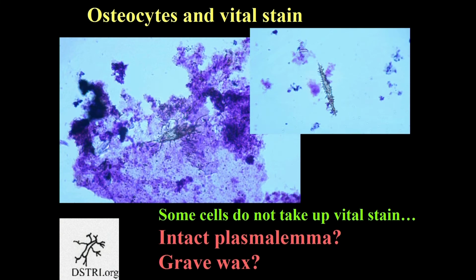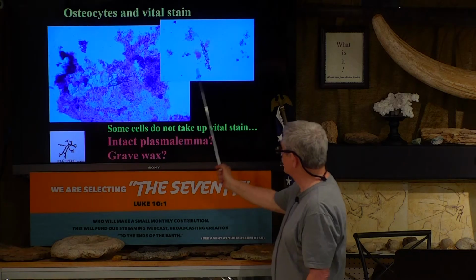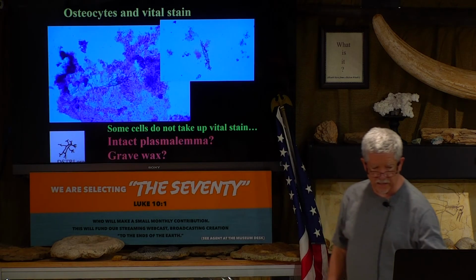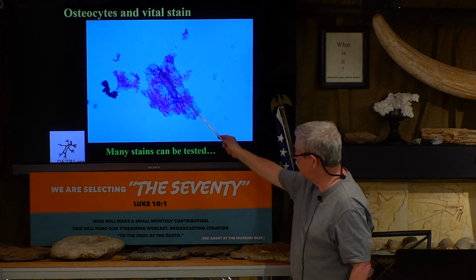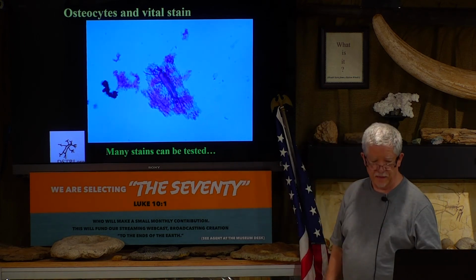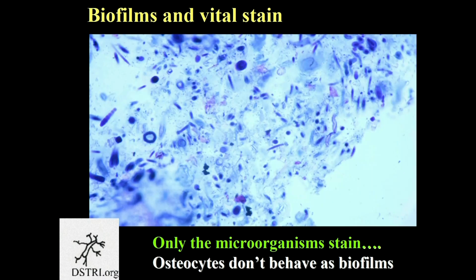So we see selective staining sometimes, but a lot of the cells do take up the stain. Here's a perfect example. Look at that cell that took up that purple stain. So it's behaving like regular tissues.